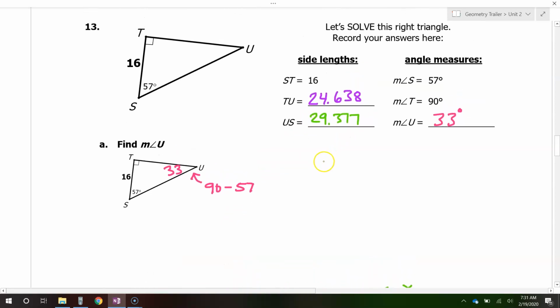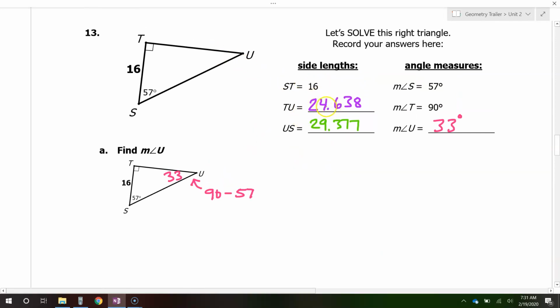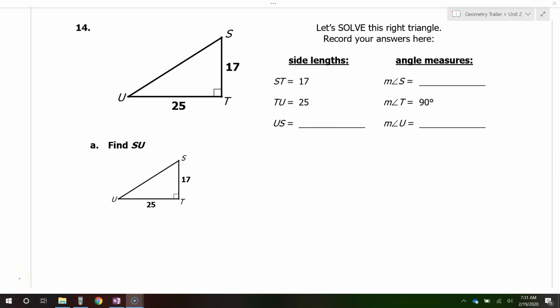All right, so that's it. We solved the entire triangle. We found every missing side and missing angle. Okay, so now we need to do that again with this new set of information. So this time we're given these two sides and we have to find everything else. Let's start by finding SU.